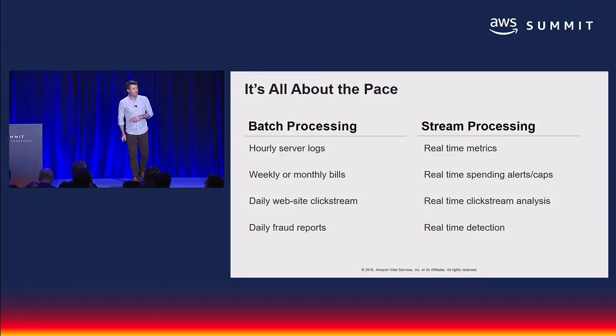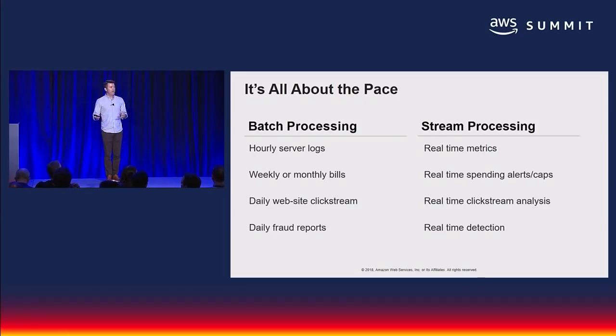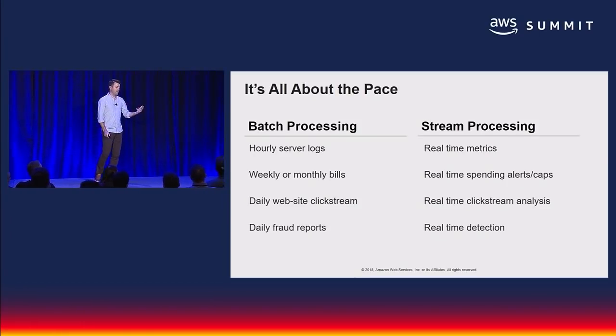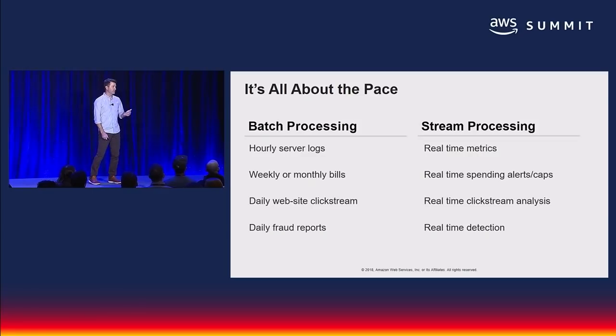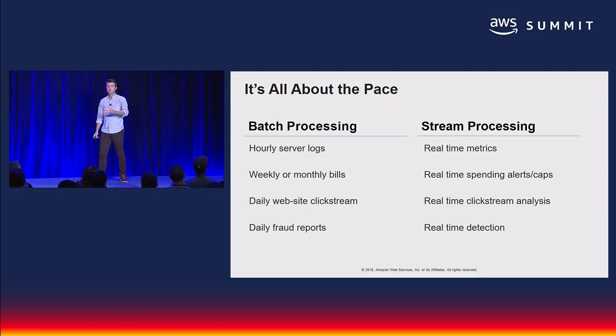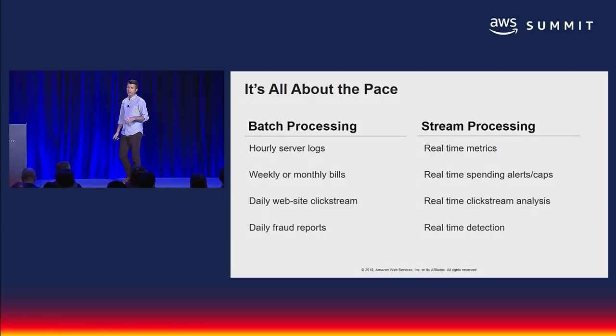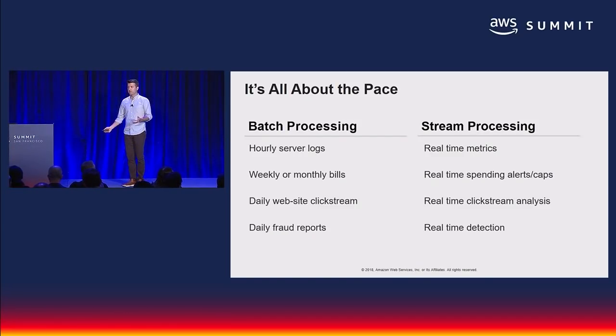So as I mentioned, it's all about the pace of data. Things like hourly server logs, weekly or monthly bills, these are all kind of batch things. Think about your credit card. A batch process, once a month you get a statement. All the transactions you made are batched up on a monthly basis, and then you pay for it.